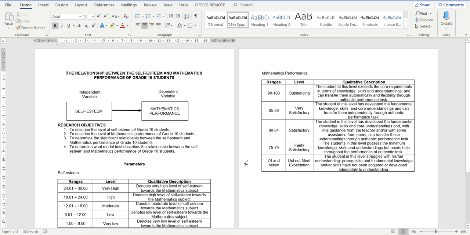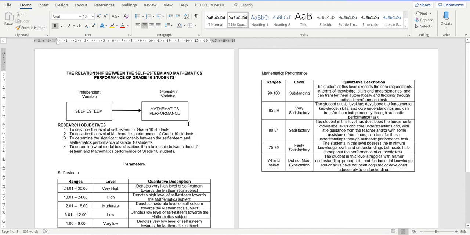Good day. Today we're going to discuss how to present your data in such a way that it will answer your research objectives. For this discussion, we're going to consider the research entitled The Relationship Between Self-Esteem and the Mathematics Performance of Grade 10 Students. This study will be used as our example. As we can see here in our conceptual framework, the independent variable is the self-esteem and the dependent variable is the mathematics performance.